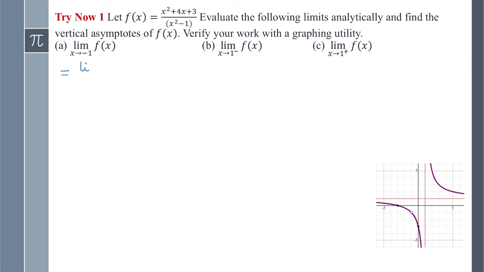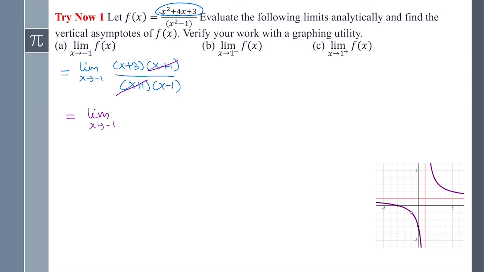So the limit as x approaches -1 of, if we factor the numerator, we are going to get (x + 3)(x + 1) divided by the denominator, (x + 1)(x - 1). Now we cannot plug in -1 because we'll get a 0, but in this case it looks like we can cancel out these two factors, and then we get the limit as x approaches -1 of (x + 3)/(x - 1).